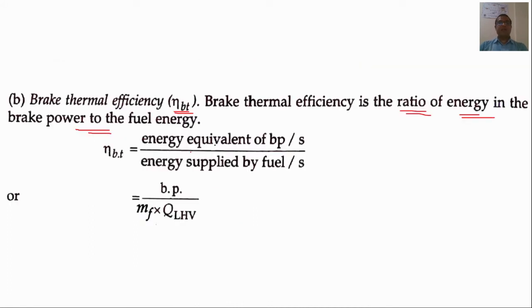So this is the energy equivalent of BP. BP stands for break power, and it is taken as kilojoule per second. Energy supplied by fuel, it is also in kilojoule per second, as we discussed in previous slide. So you will know MF is the mass flow rate of the fuel, and volume in case of gaseous fuel, and QLHV is a lower heating value of the fuel. So only change is in numerator, that is in output.